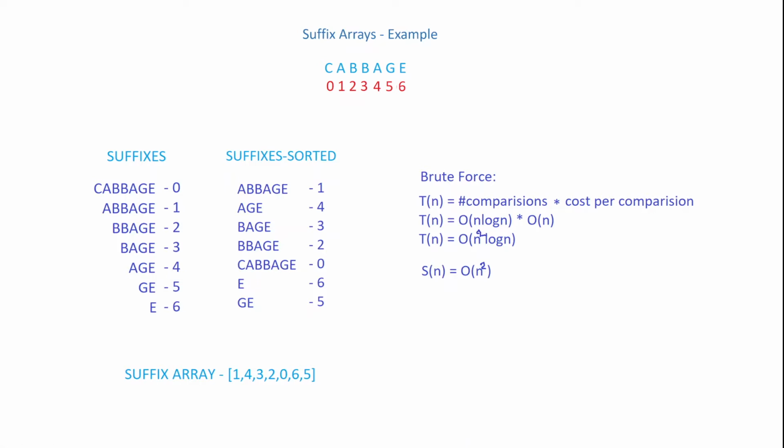And now let's calculate the space complexity. To store the smallest suffix, we take one character. For example, in our cabbage string, the e is the smallest suffix. And to store the second smallest, we will take two characters, which is ge, and so on. So overall, we will end up taking order of n times n plus 1 by 2, which is order of n square characters.